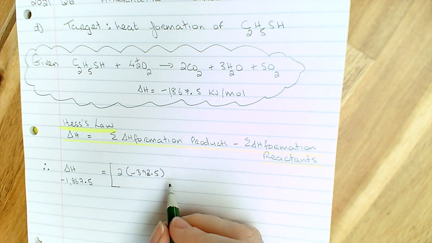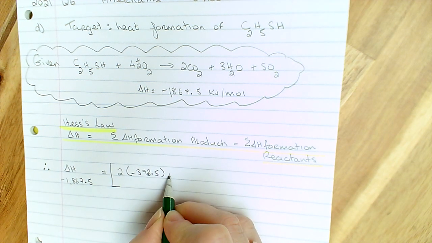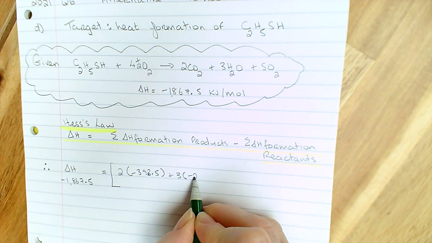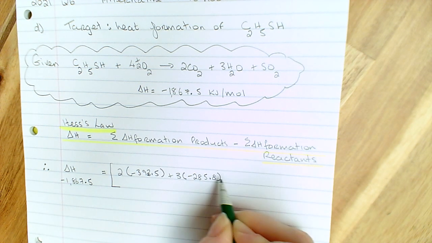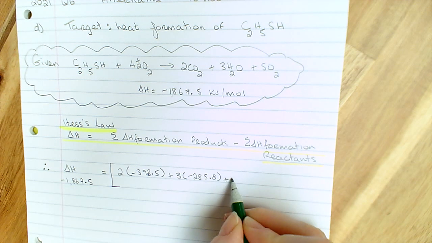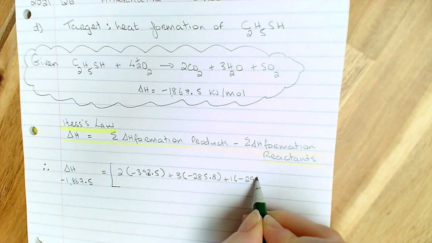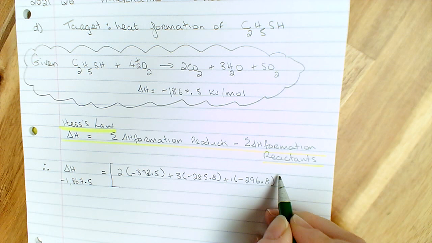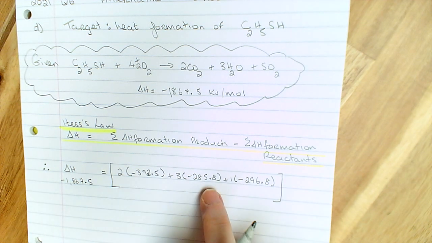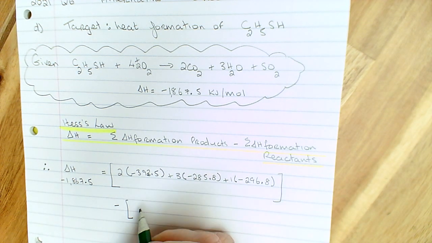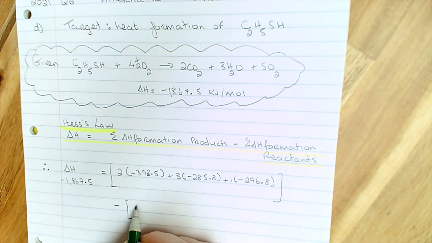kilojoules per mole. And we have 3 water. So that's 3 times minus 285.8. And we had 1 time SO2. SO2 has a heat of formation of minus 296.8. So that's the heat of formation of all of my products. If I take away the heat of formation of my reactant, so in this question it's just the ethane thiol, and that's what we're looking for. So that's my question mark.